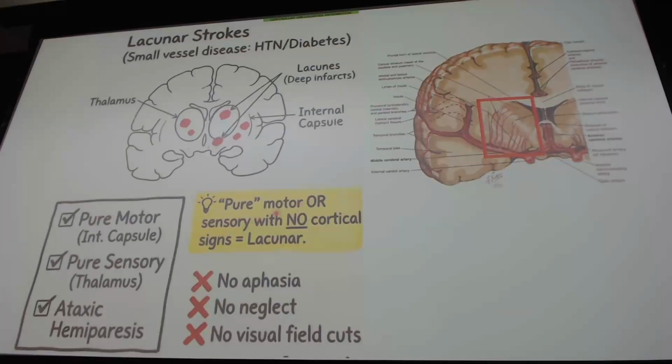These ones have no cortical defects. That's going to be no agraphia, no neglect, no visual field cuts. They're not going to have aphasia because it's affecting more of the central parts of the brain. So we're going to see pure motor, pure sensory, or ataxic hemiparesis. These ones are slow over time because, again, we're affecting these small ones that don't affect the cortex of the brain itself.